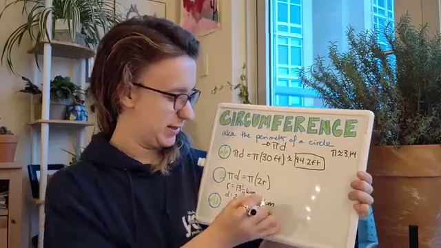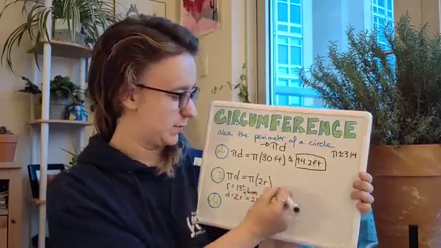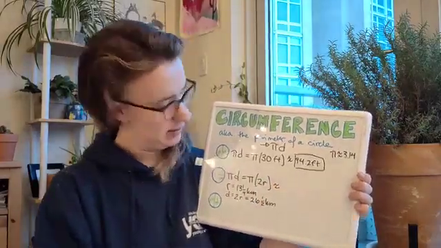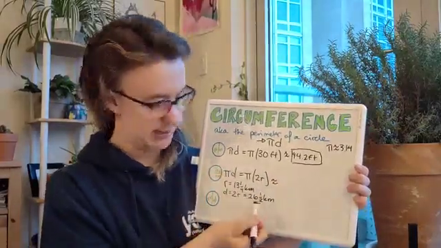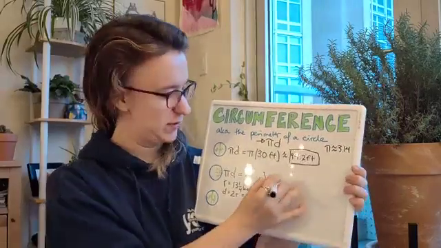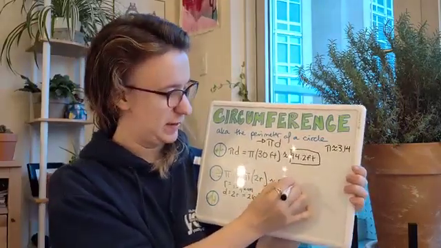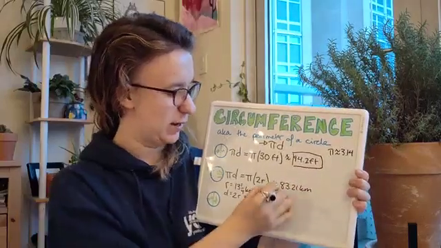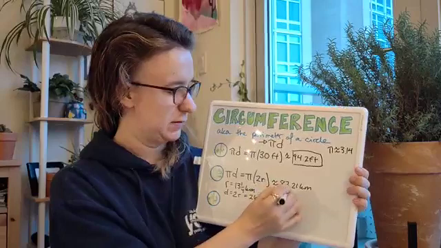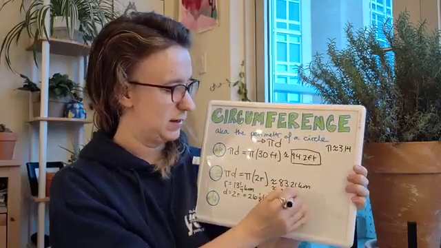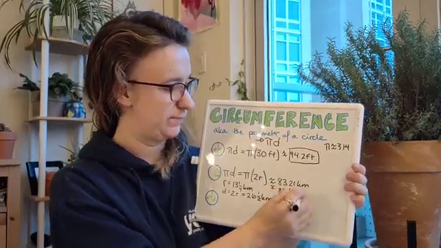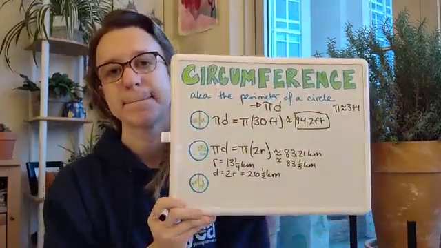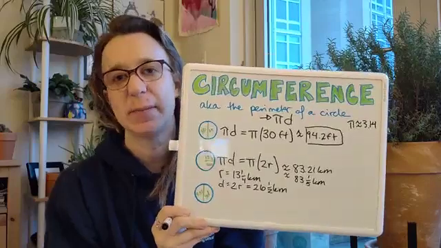And so when we plug this in for 2 times the radius, we can now say that the circumference is approximately pi times 26.5 kilometers, which gives you 83.21 kilometers. And this would be approximately 83 1/5. Okay? Do you see why? So that's the biggest mistake I see people make.